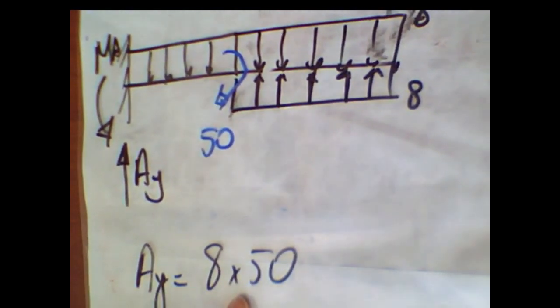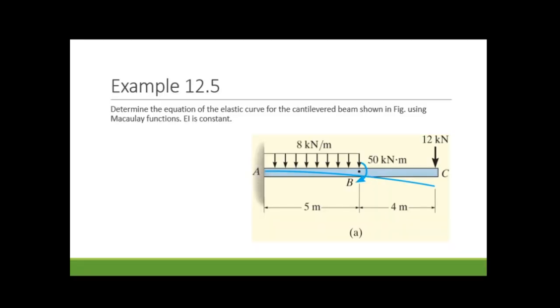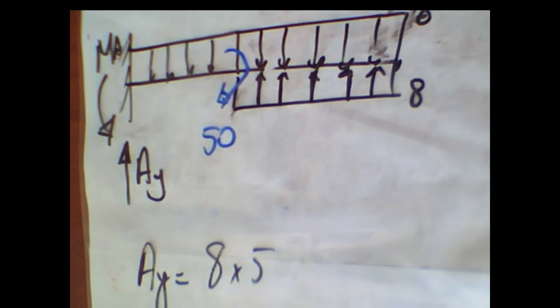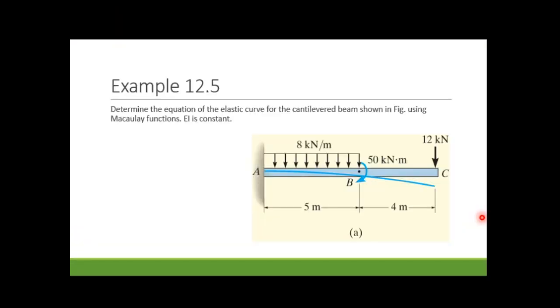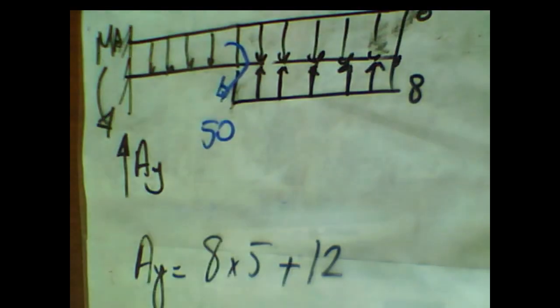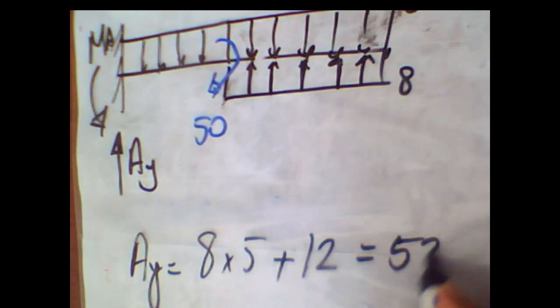Let me check. Yeah, you know, 8 times 5 is coming from here. Then plus 12. Where does it come from? Is this force a vertical force? I don't think so. Therefore, AY is equal to the summation of this. This is equal to 82.